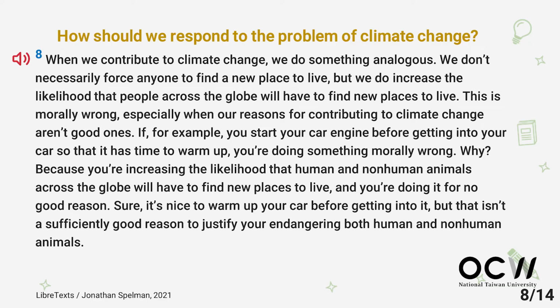When we contribute to climate change, we do something analogous. We don't necessarily force anyone to find a new place to live, but we do increase the likelihood that people across the globe will have to find new places to live. This is morally wrong, especially when our reasons for contributing to climate change aren't good ones.